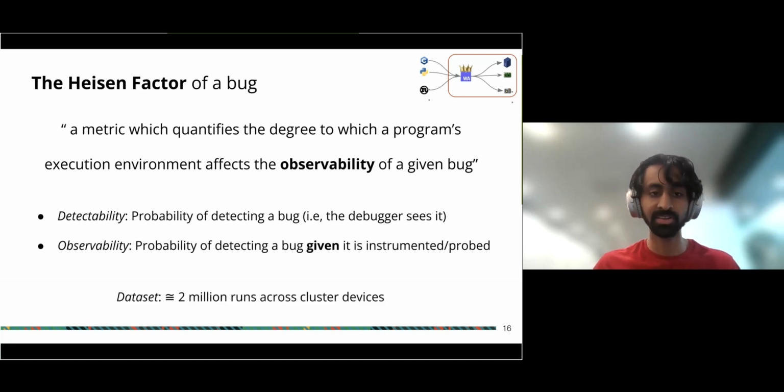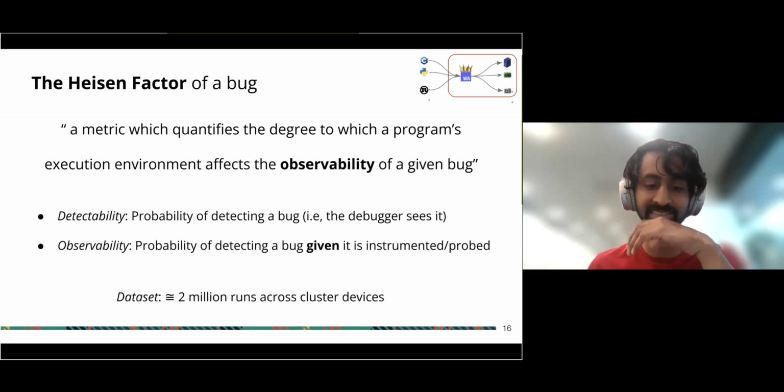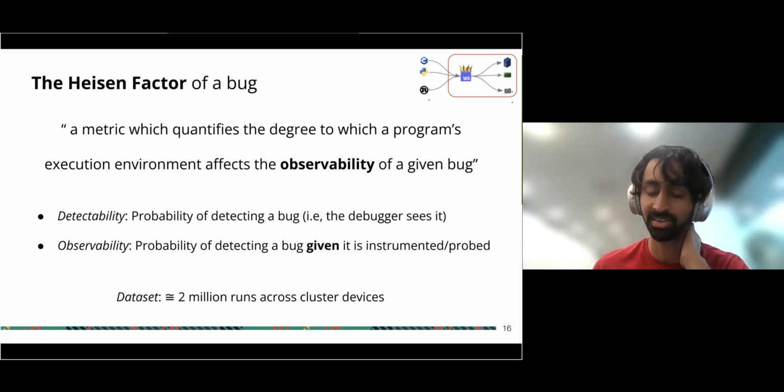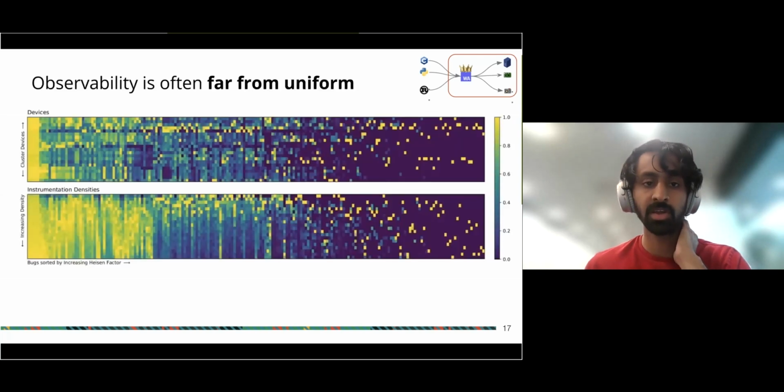And so with this basic theory, hopefully the rest of this talk will make sense. We collected a data set with about 2 million runs across our entire cluster, so we have a strong statistical backing coming up.